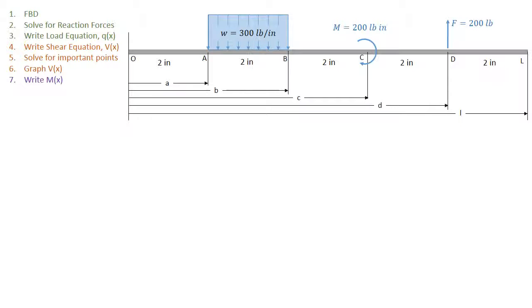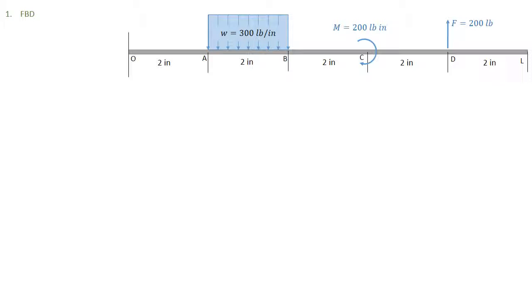After we finish the graph, we'll write the moment equation by integrating the shear equation. Again, solve for important moment points, and finally graph the moment diagram. So let's get started. Free body diagram. Since this is a cantilever support, we need to find the reaction forces that will happen at O. And those are a concentrated force R1 and a concentrated moment M1.